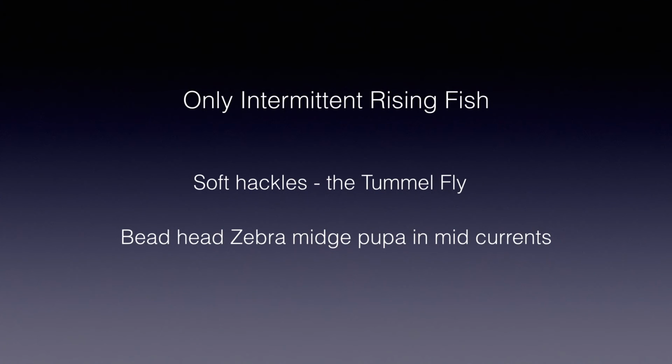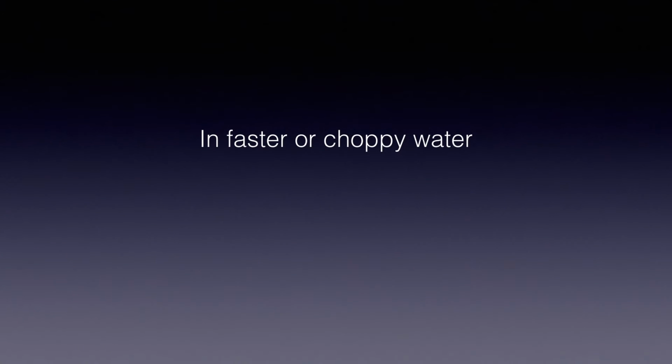If only a few or intermittent rising fish are present, I'll start with one of these patterns. If using the bead-headed zebra midge, I'll drop it off an elk hair caddis as my indicator fly. If it's getting dark so I can't see my fly, I'll also use a Tummel Fly on a slightly tight line so I can feel the strike. In faster or choppy water, I may start with any of the patterns mentioned, but I would likely rely mainly on the bead-headed zebra midge below an elk hair caddis as my indicator fly, or on the Tummel Fly. If it's getting dark so I can't see my fly, I would definitely use the Tummel Fly on a slightly tight line so I can feel the strike.